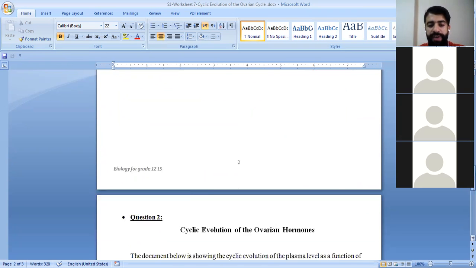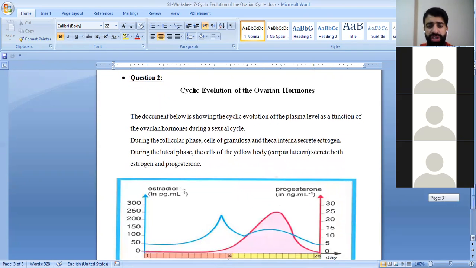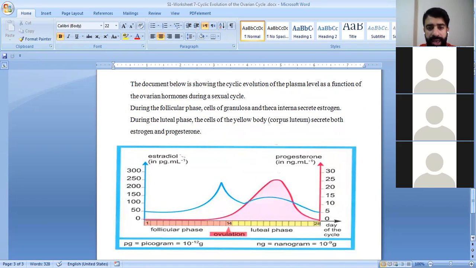Thank you, Badia. Moving to question number 2. Question number 2, cyclic evolution of the ovarian hormones. Let's see here what would happen. The document below is showing the cyclic evolution of the plasma level of the ovarian hormones during a sexual cycle. During the follicular phase, the cells of the granulosa and the theca interna secrete estrogen. And here you have to watch the video for these theca interna and granulosa. During the luteal phase, the cells of the yellow body, the corpus luteum, secrete both estrogen and progesterone.